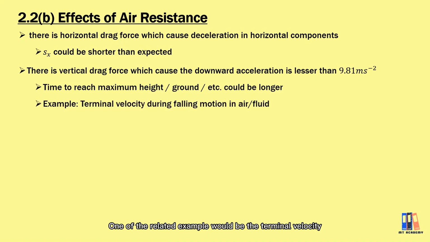One of the related examples would be the terminal velocity, where the acceleration of the object will come to zero at a certain point and the velocity stays constant until it reaches the ground.